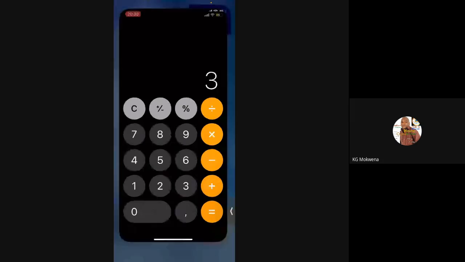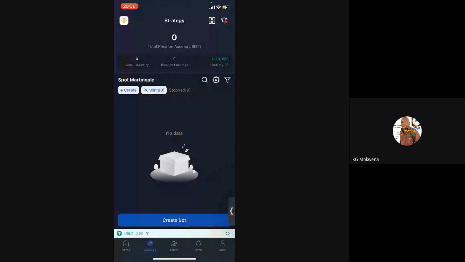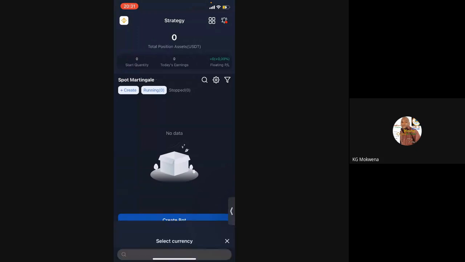People have seen there, we have 12 times 3. So what we will do is at the bottom there, you see where it says create bot in blue. You will click there and we're going to create that bot. And then we're going to create a strategy. Business partners, you can see under currencies, we have BTC/USDT. So we can actually have more than that.